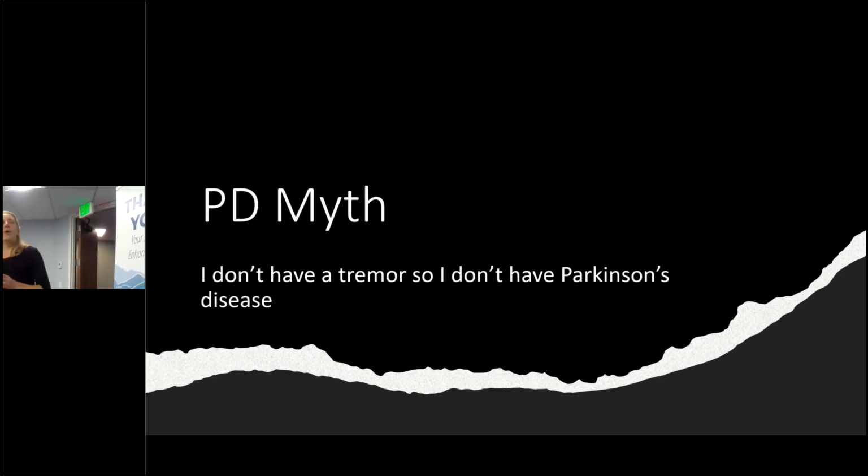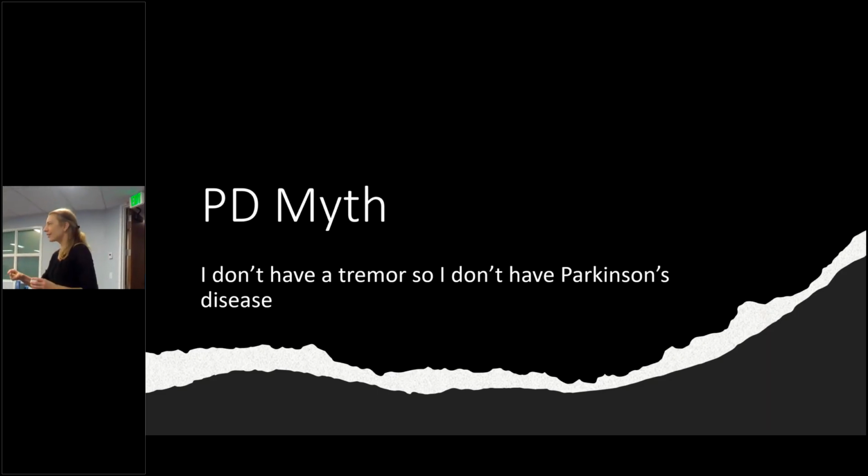All right, so this is a myth. I don't have a tremor, so I don't have Parkinson's disease. Not true. You guys learned the hallmark of Parkinson's is slowness. Tremor may or may not be present.